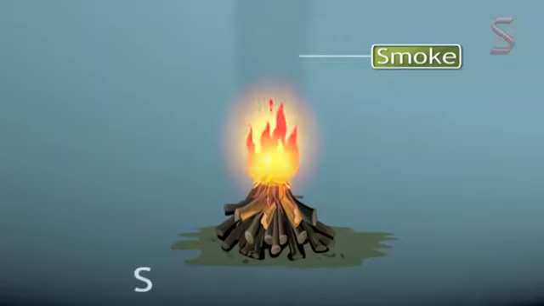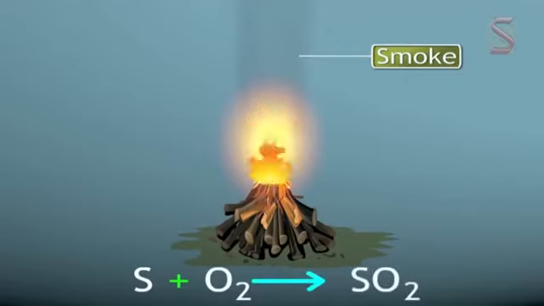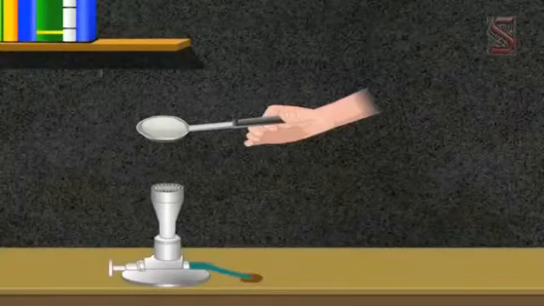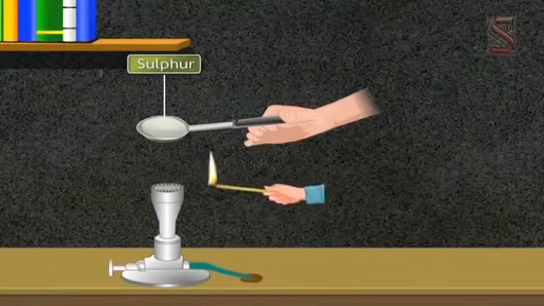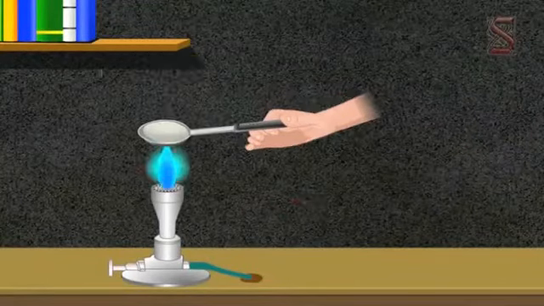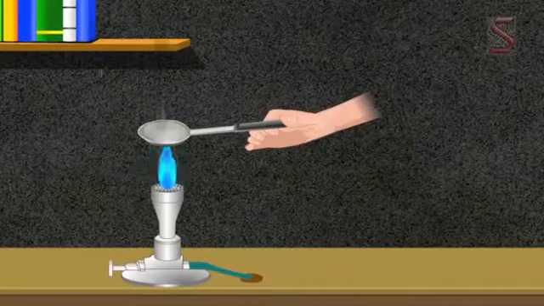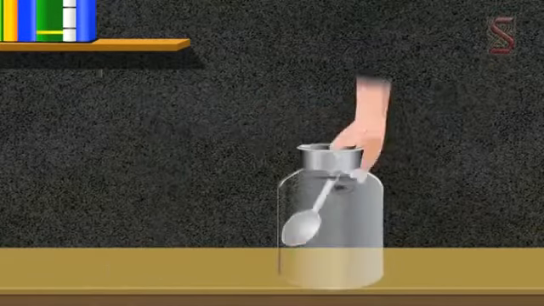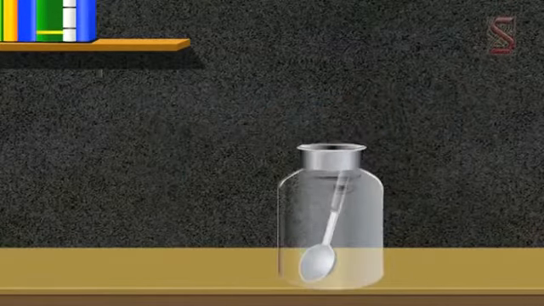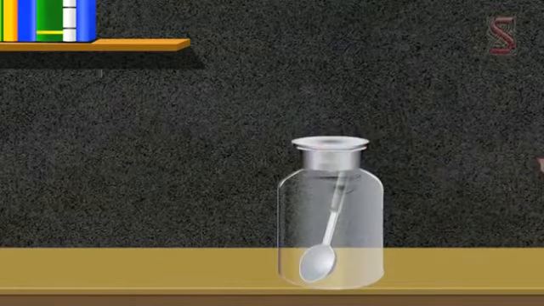For example, sulfur reacts with oxygen to form sulfur dioxide, which is acidic. Take a small amount of sulfur in a deflagrating spoon and heat it. As soon as the sulfur starts burning, introduce the spoon into a gas jar. Then cover the jar with a lid.